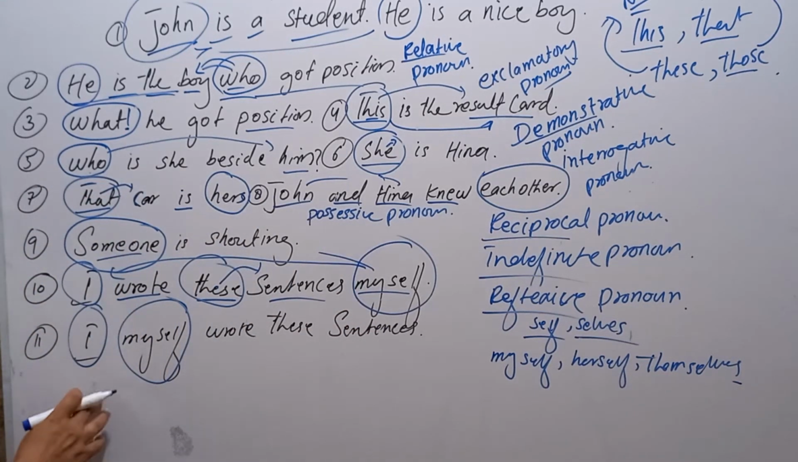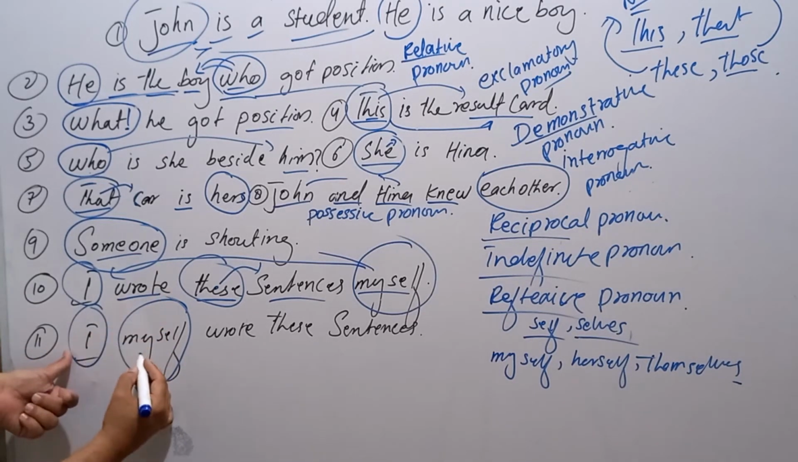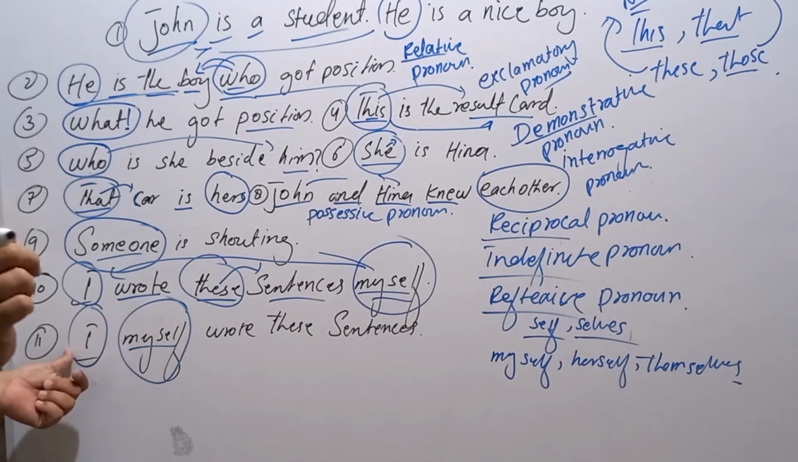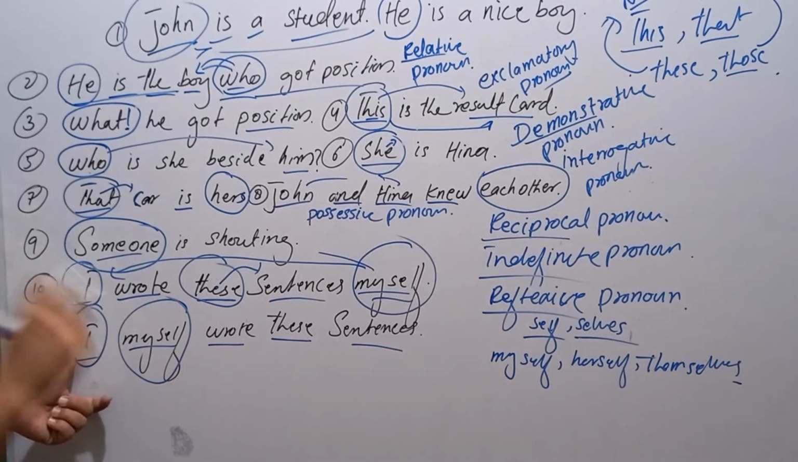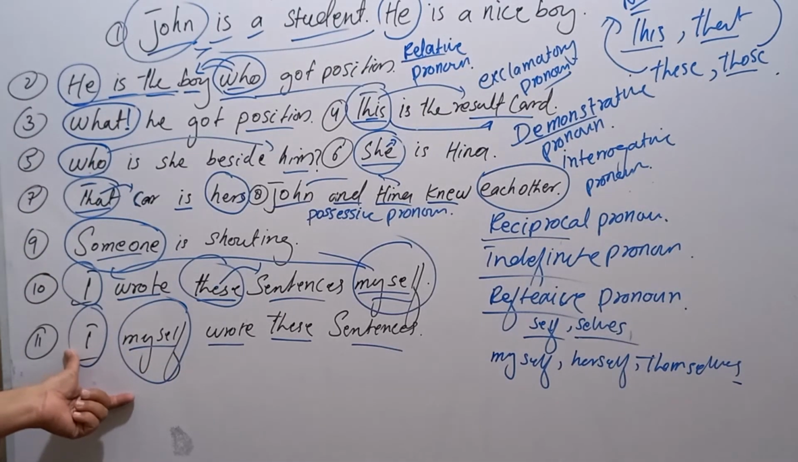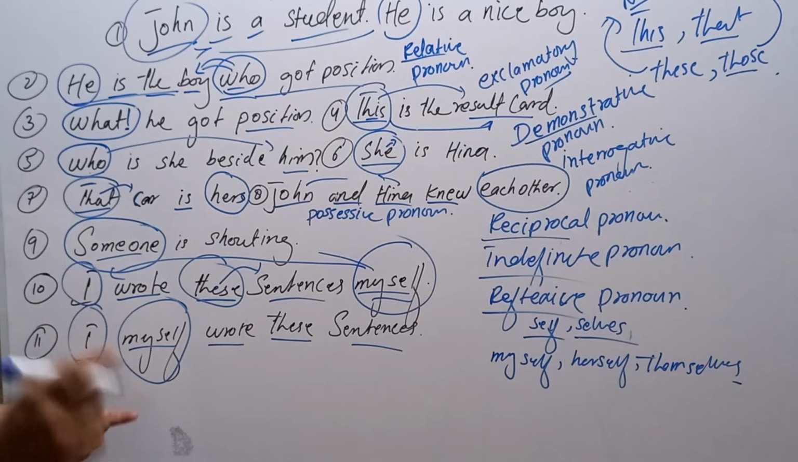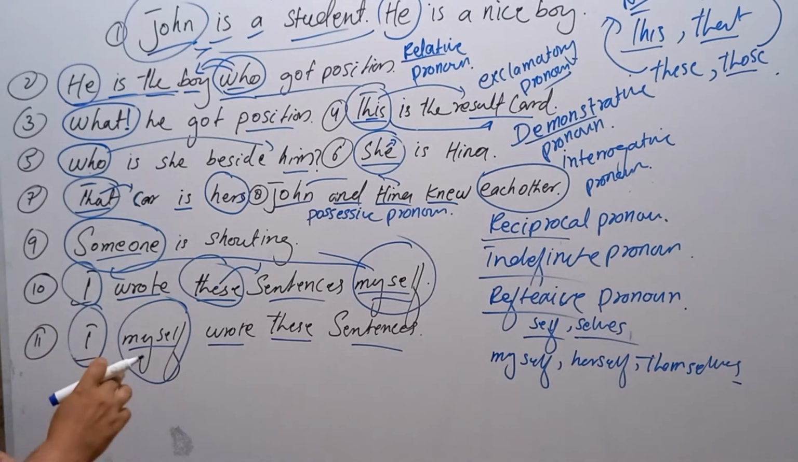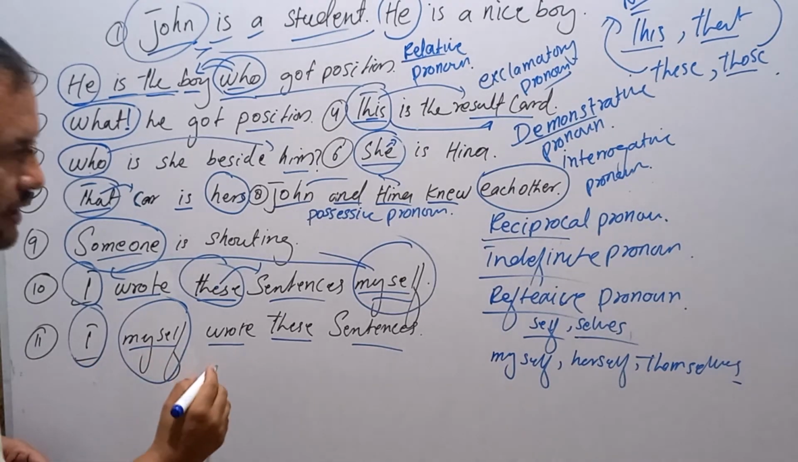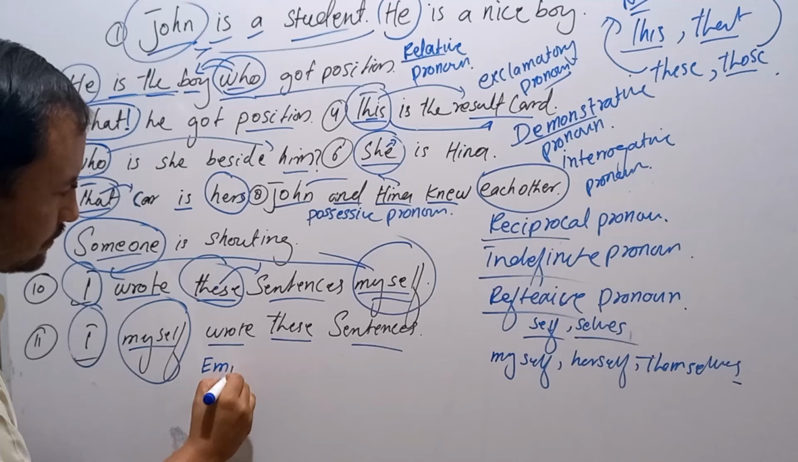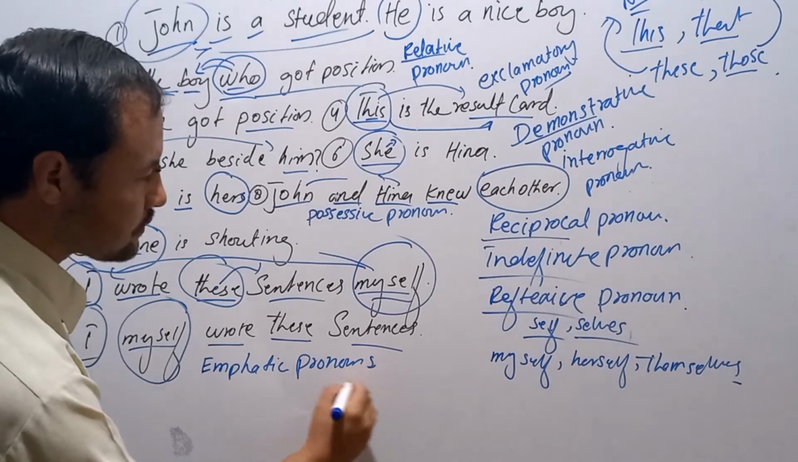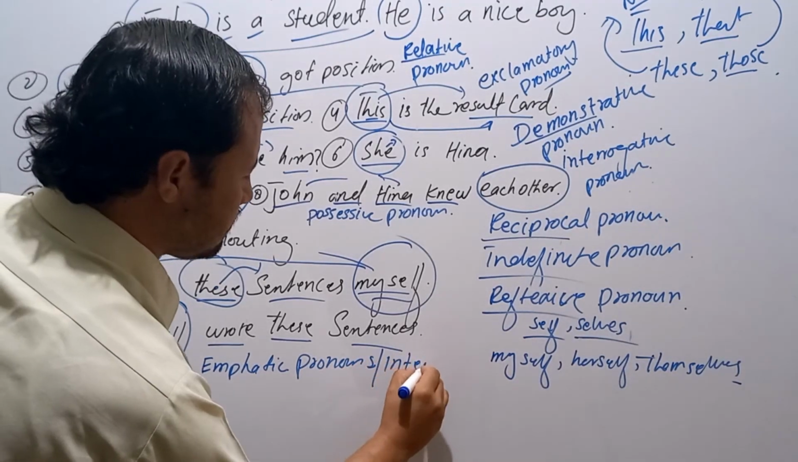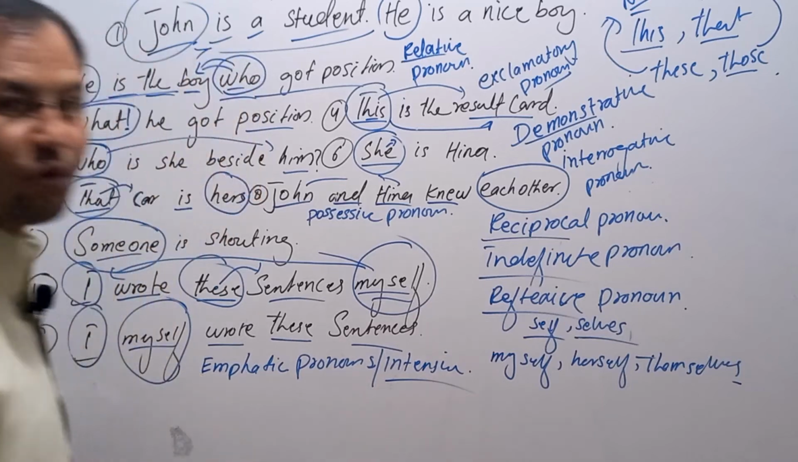Now the next sentence and the last sentence. I myself wrote the sentence. I, once again, same pronoun. Myself is the same reflexive pronoun. Wrote these sentences. Now here, why have we used myself after the subject? So whenever these reflexive pronouns are used after the subject, we call that an emphatic pronoun, or we also call it an intensive pronoun.